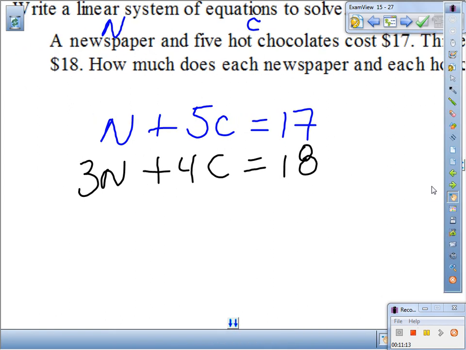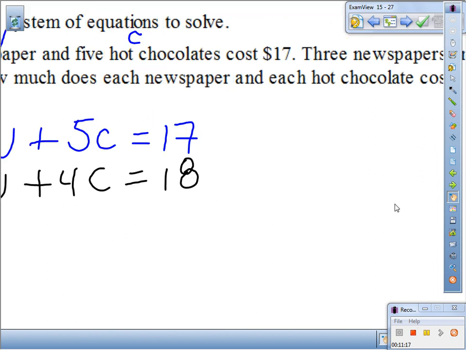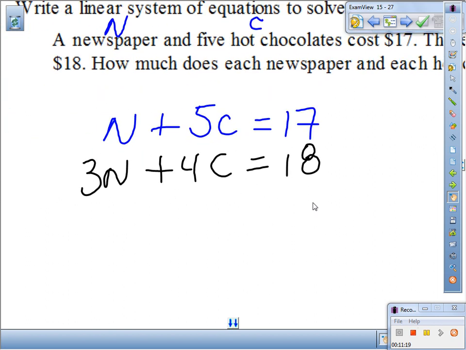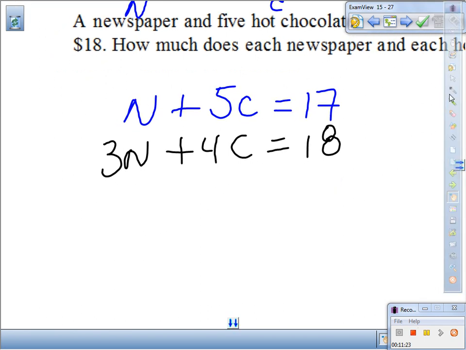Yes. Now on this one, they don't tell us to use any method. Which method do you want to use for this one? Elimination. All right. Question. Look up. Which variable would be the easiest? Helena, look at it. Which one's closest to being eliminated? 5C and 4C. 3N, or this one has to be what?